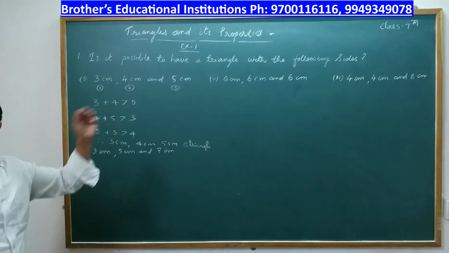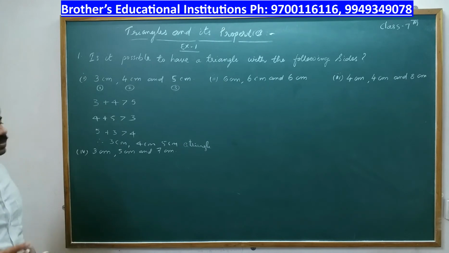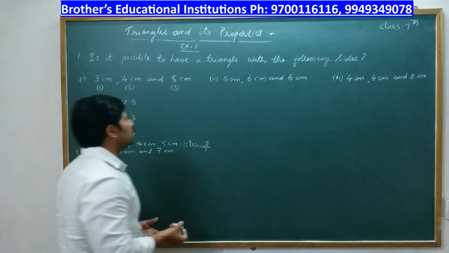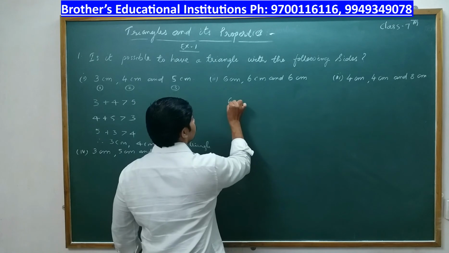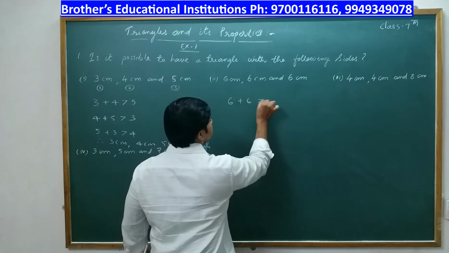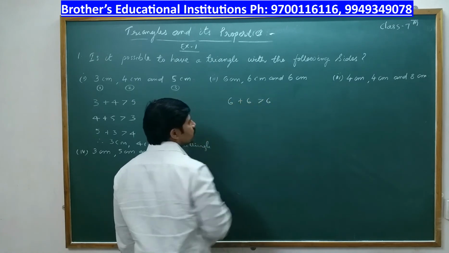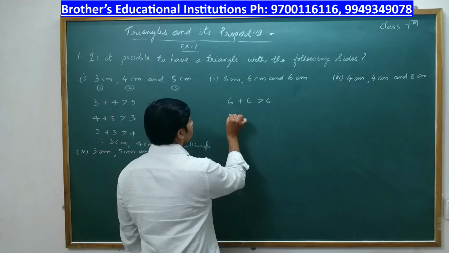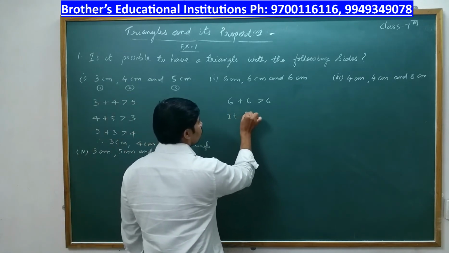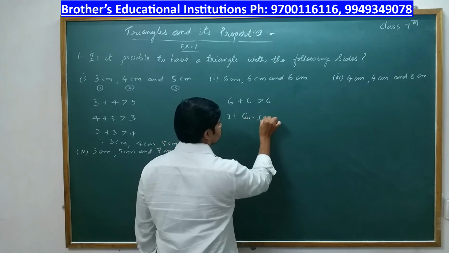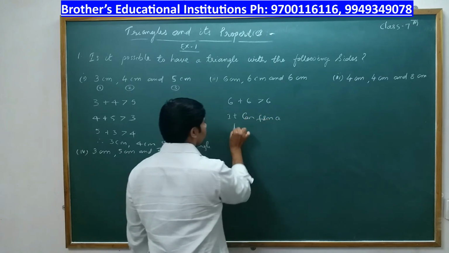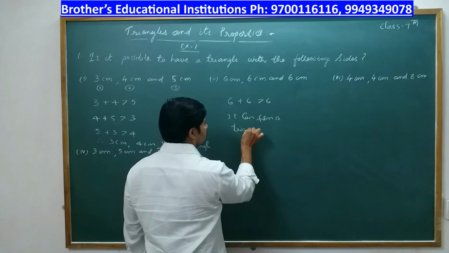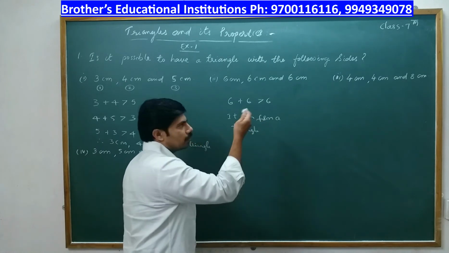Now we'll see the second one. In the second one we have 6, 6, 6. So you just take the sum of any two sides is greater than the third side. 6 plus 6 is 12. 12 is greater than 6. It's satisfied. So we say it forms a triangle. Just write, it can form a triangle.